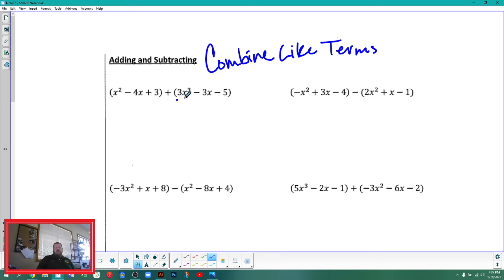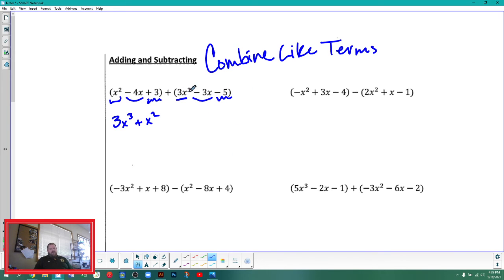And try to write them in standard form. I'm going to put my x cubed first, so I have 3x cubed. I also have an x squared. And so a lot of times I'll go through here and I'll use different underlining strategies just to highlight the things that I have that are the same.